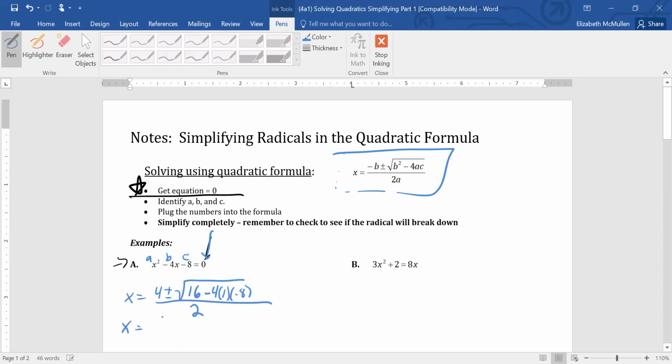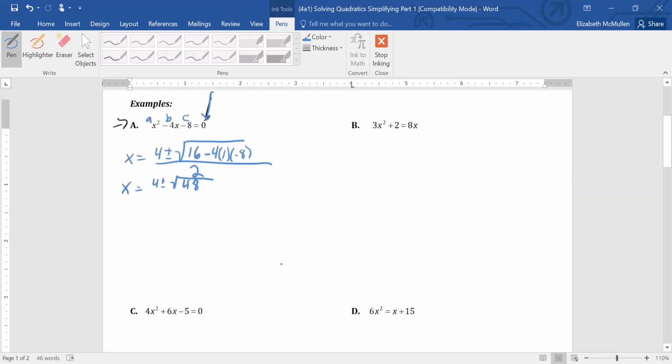Next step, let's clean this up a little bit. So 4 plus or minus the square root of, then let's do this multiplication here. Negative 4 times 1 is just negative 4. Negative 4 times negative 8 is a positive 32. So 16 plus 32 is 48. Scroll down here so I've got some space, all over 2.